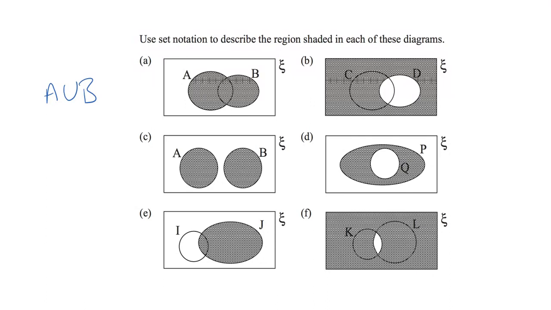In part B, we can see, look, we've got the circles C and D. Well, C kind of seems to be irrelevant. It just looks like everything that isn't in D. So it's going to be D dash.